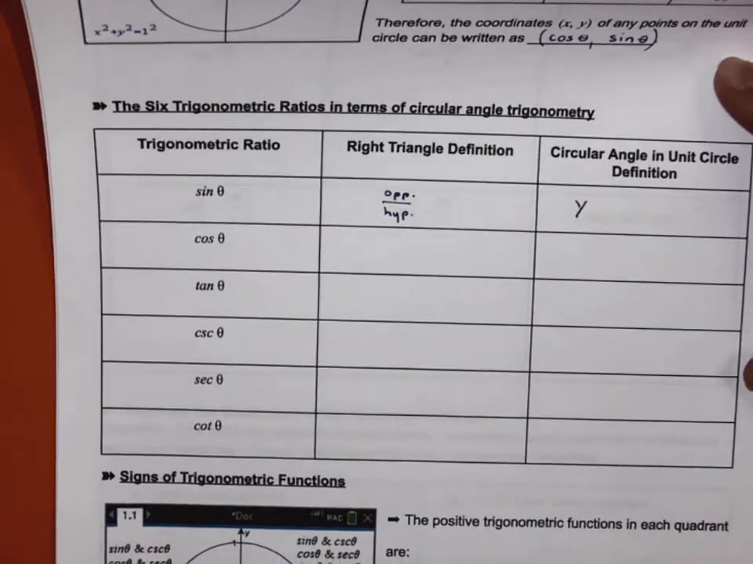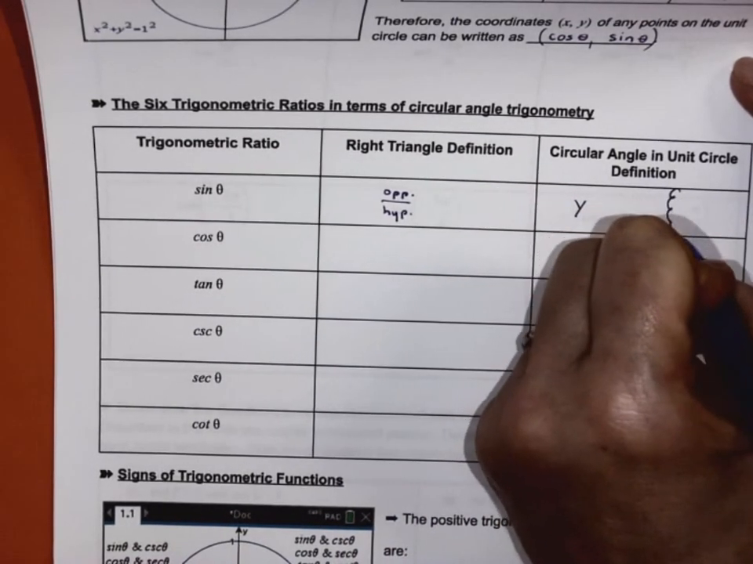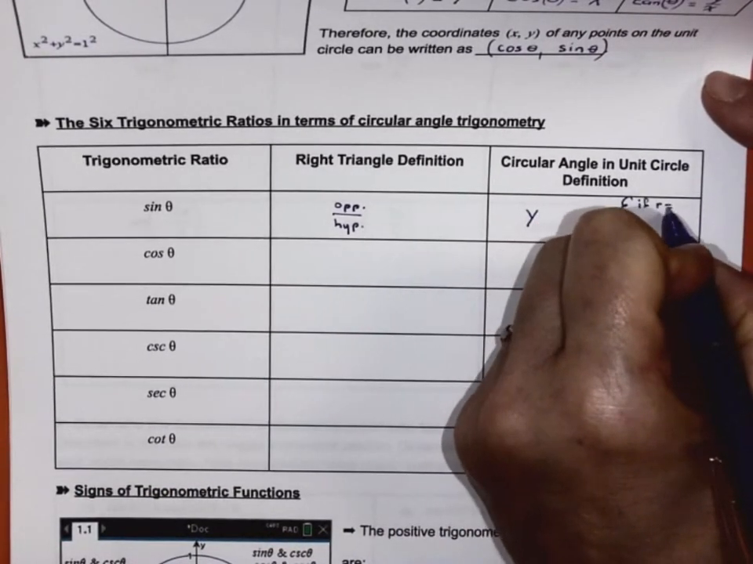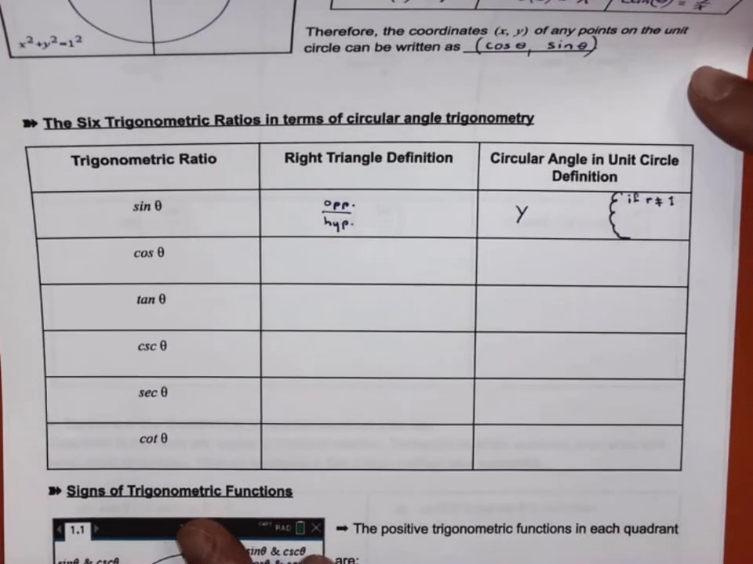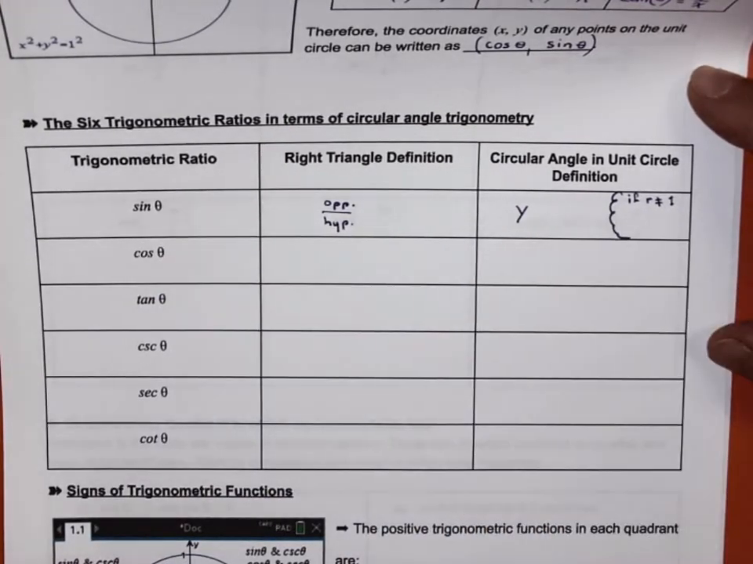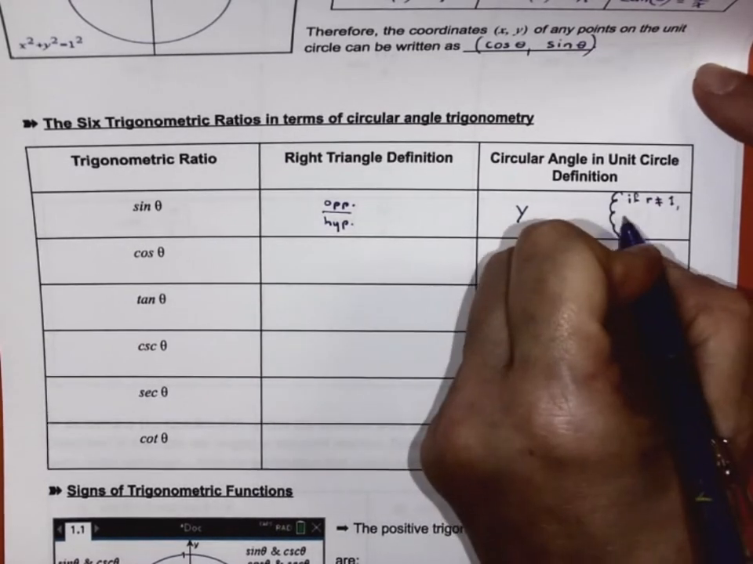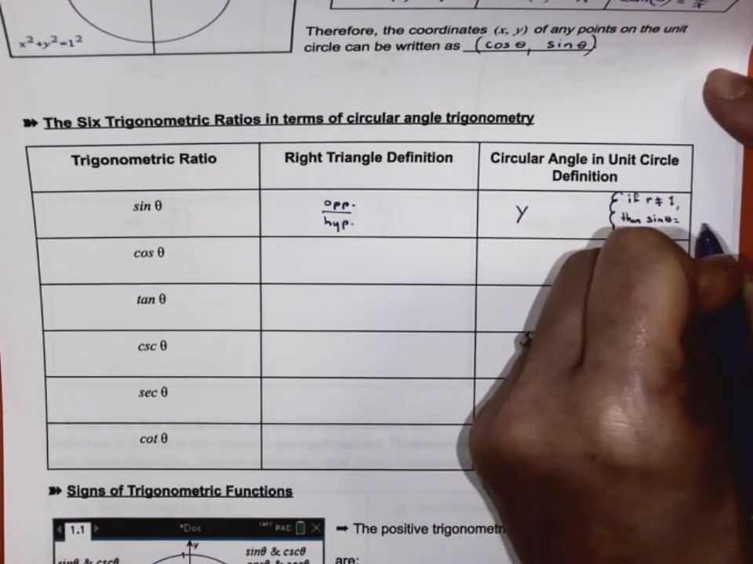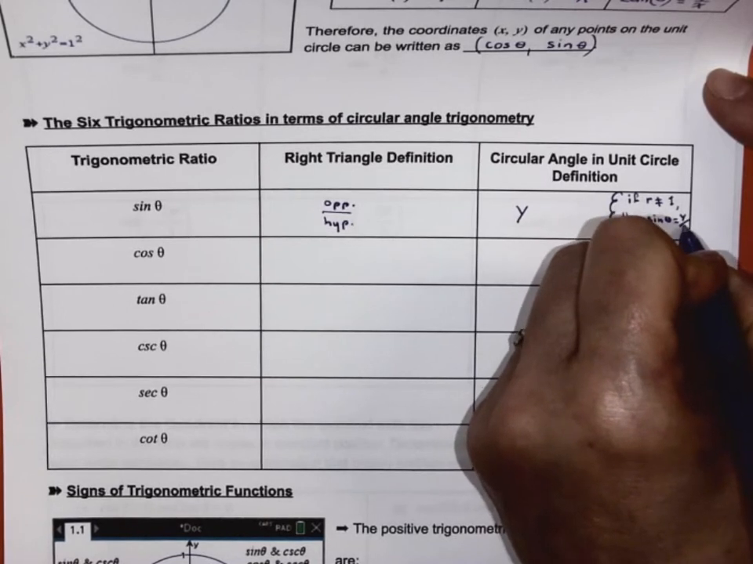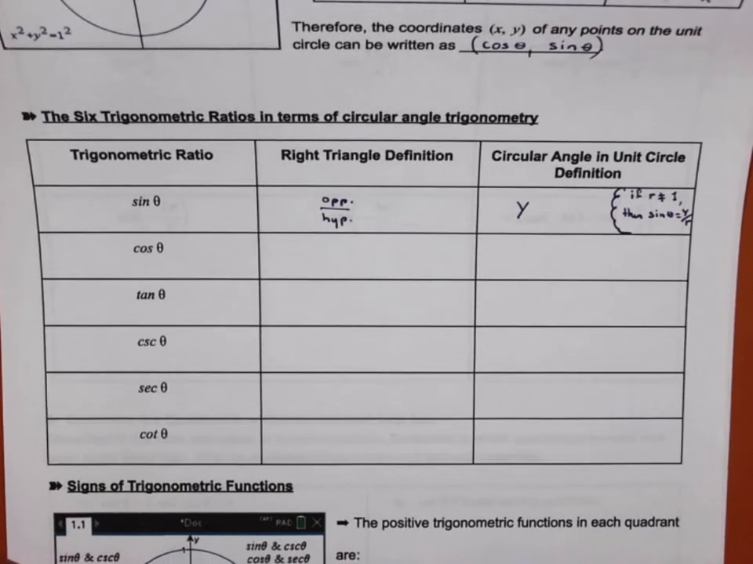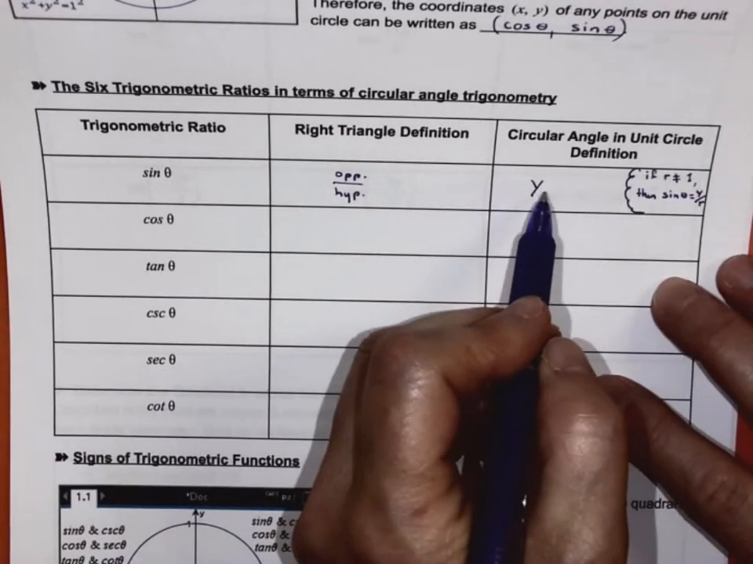Now I want to put a little note here. If r is not 1, meaning if you would not be in the unit circle, then sine of theta will just be equal to y divided by r, whatever r would be, right? Because that's your hypotenuse. But we're working in the unit circle here, so it's y over 1, which is just y.